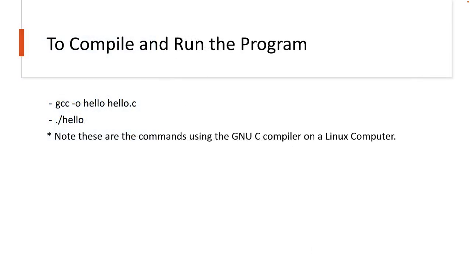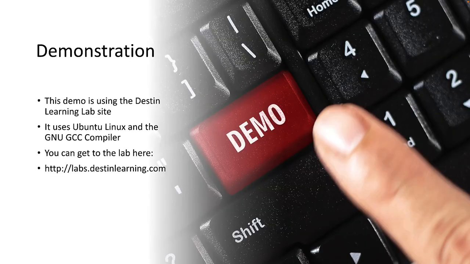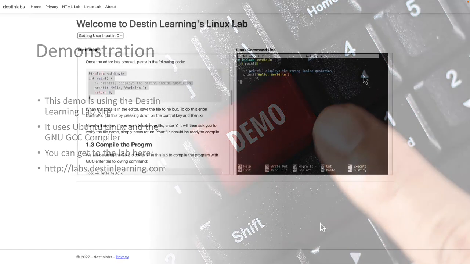To compile and run the program, it's the same steps as our Hello World program. We're going to use GCC to compile the program and then the command ./hello to execute. So next will be our demonstration. This demo is using the Destin Learning Labs site again. It uses Ubuntu Linux and the GNU C compiler. And here's the link to the lab in case you don't already have the link. So let's go ahead and run through this exercise.